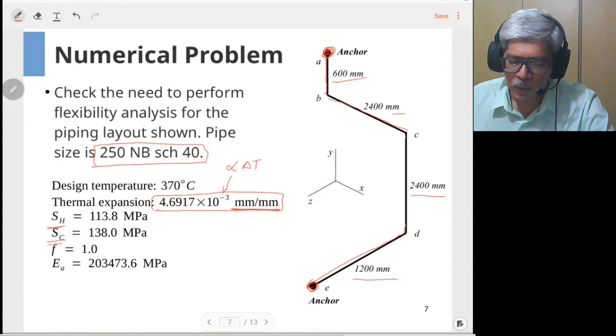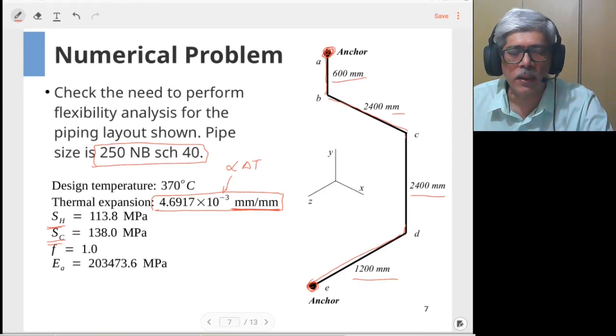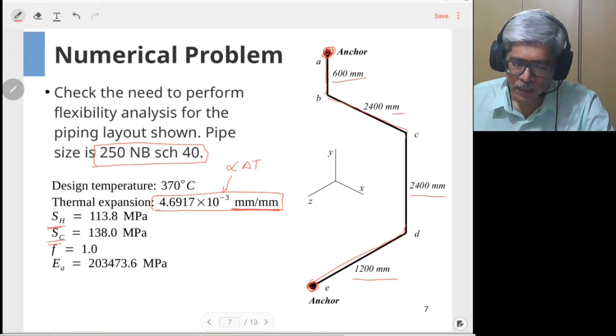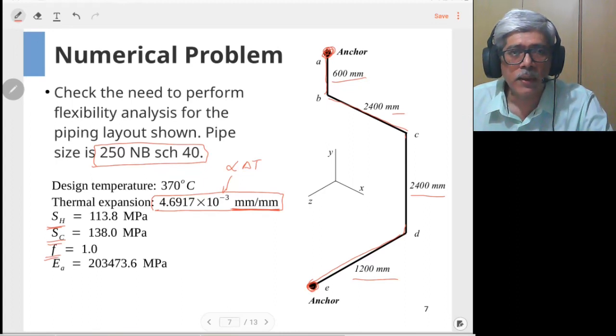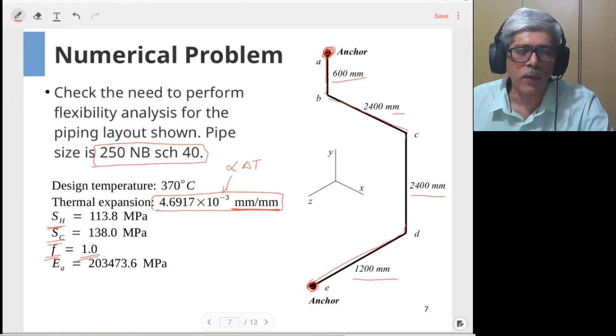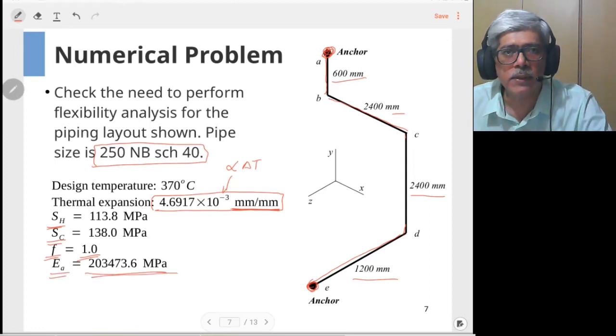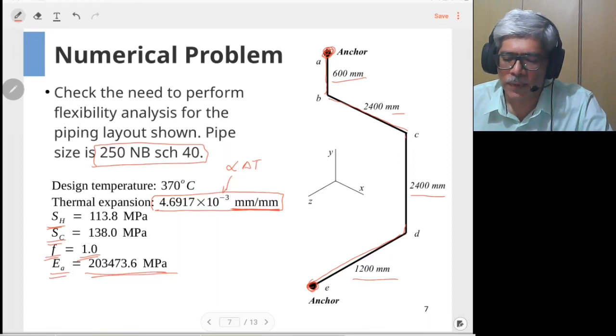The hot allowable stress and cold allowable stress are given. The basic allowable stress in hot condition and cold condition, they are given. So they will be used to calculate the allowable stress range or SA value. The factor F, which takes into account the cyclic load conditions, is directly given as 1. If the number of cycles are given, using the code formula you can calculate the value of F. And the modulus of elasticity at the installation temperature is given as the number which is indicated here. So we can now proceed with solving the problem.